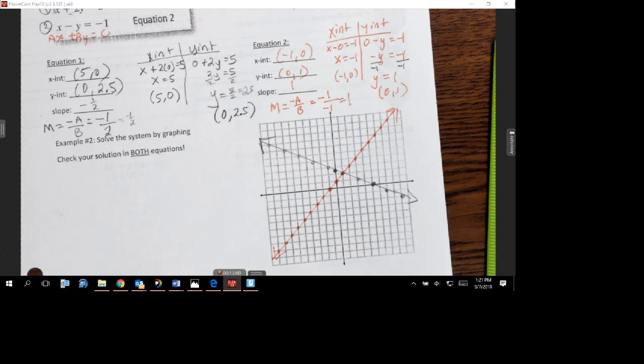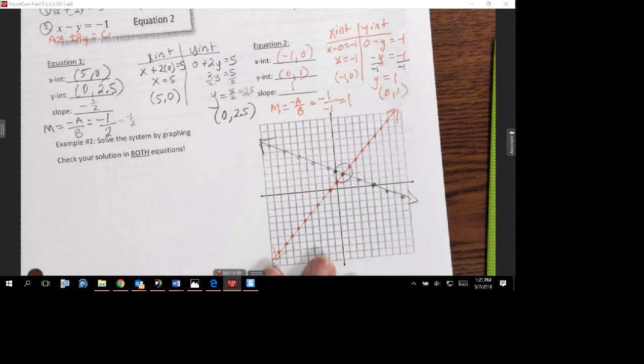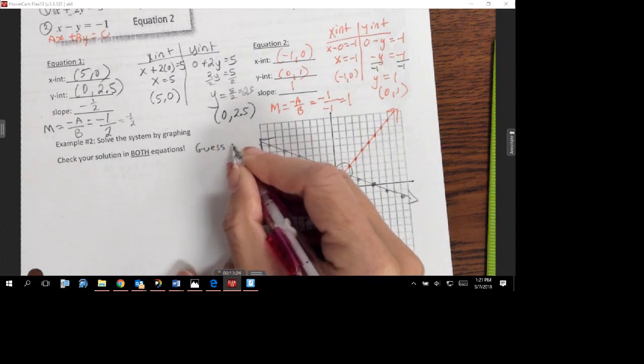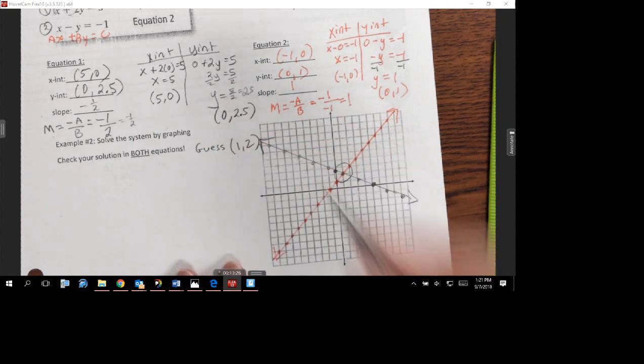Now, what are we trying to find? We are trying to find the solution to the system. And in my directions, it says the solution to the system of linear equations is that 1 point they have in common, the place where they intersect or overlap. So if you're looking here, you're guessing. Yep, you are. You're guessing it's 1, 2.